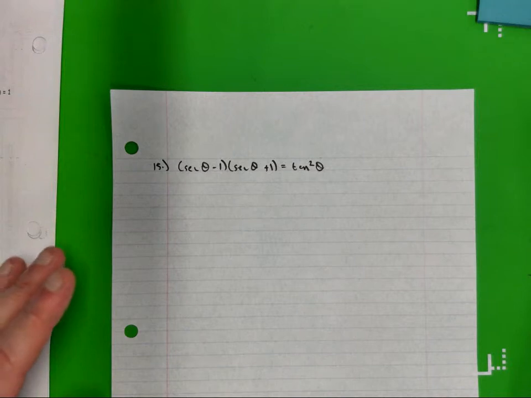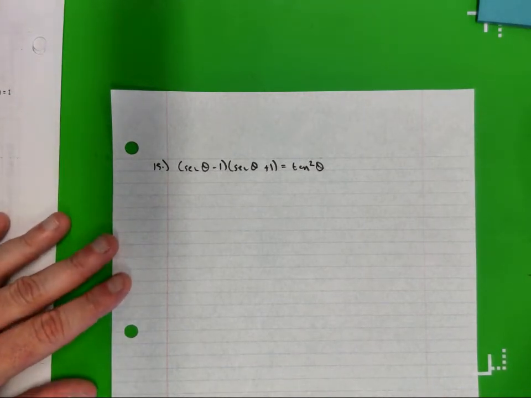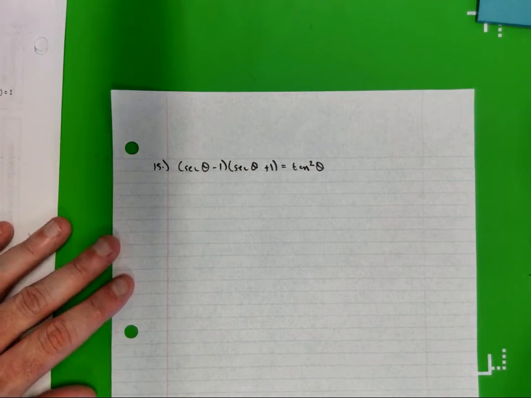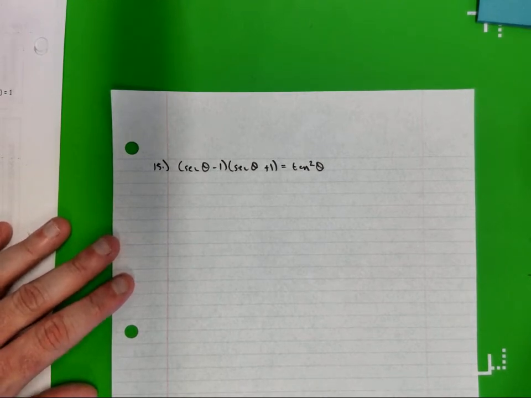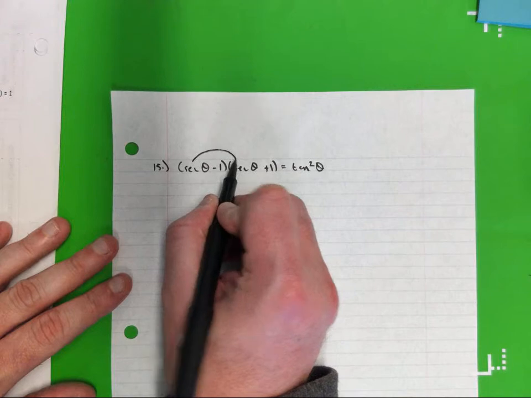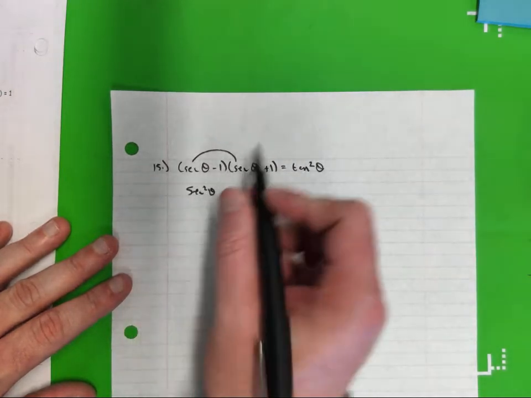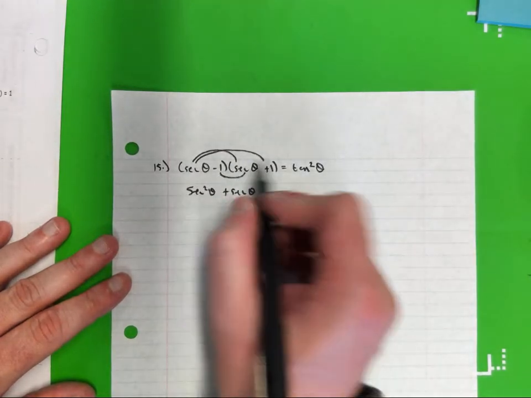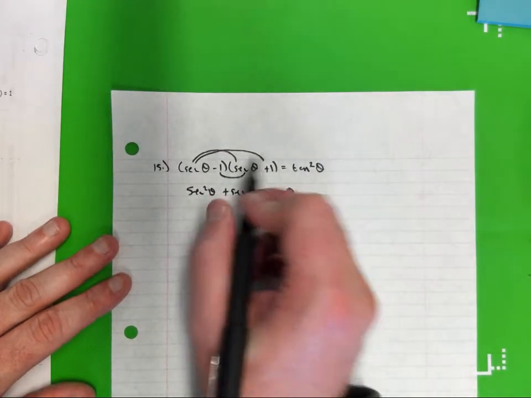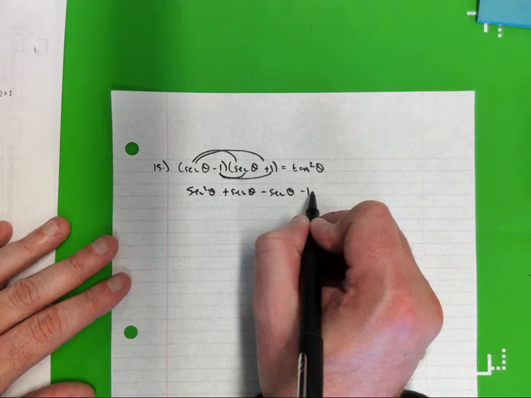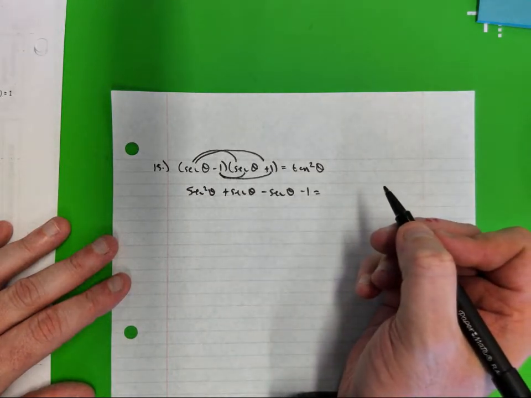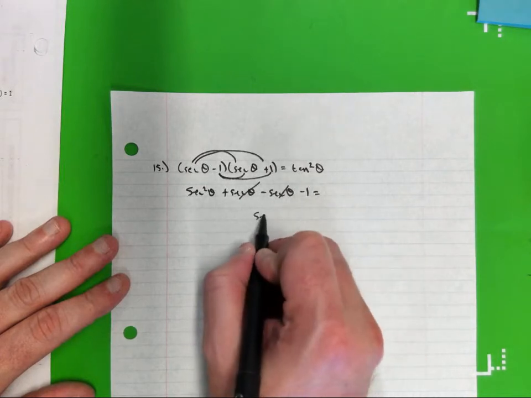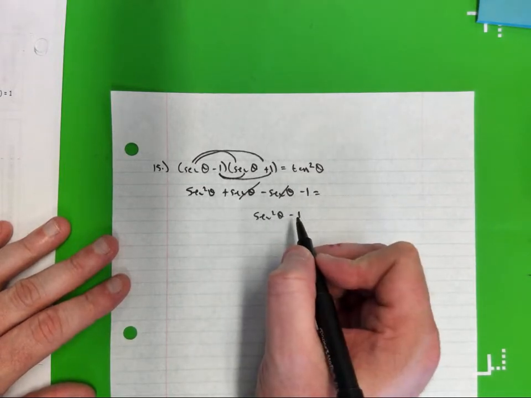Number 15, I do not have fractions. I do not need to find a common denominator. There's not a situation that calls for a Pythagorean identity. I can't factor. I'm going to FOIL that. Secant times secant is secant squared theta. Secant times 1 is positive secant theta. Negative 1 times that is negative secant theta. Negative 1 times 1 is negative 1. These cancel out. I'm left with secant squared theta minus 1.